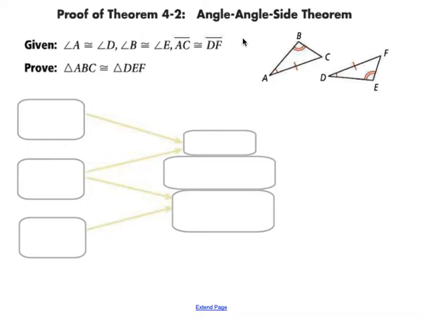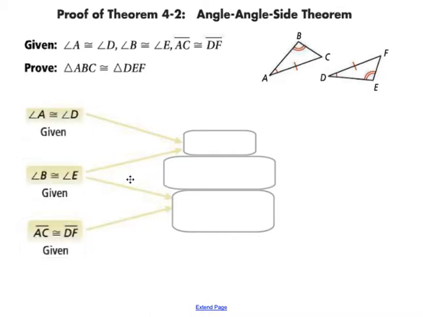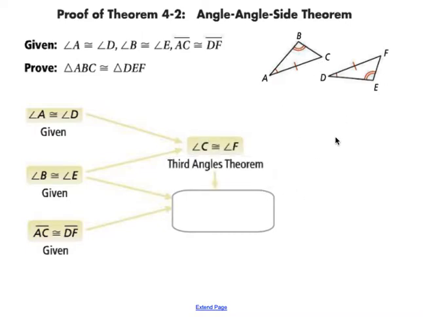So the proof of this angle-angle-side theorem is kind of interesting, and you'll see when we get to the end of this. If we're given angle A is congruent to angle D, and angle B is congruent to angle E, and side AC is congruent to side DF. So we're given those three pieces of information, and if we go ahead and write those down in our proof as our givens, the next thing that we could say is, well, if we know angle A and B are congruent to angles D and E, we also had a theorem called the third angles theorem that would say that angle C is congruent to F. That was our third angles theorem.